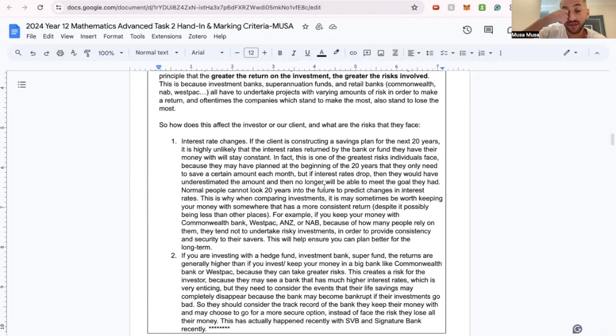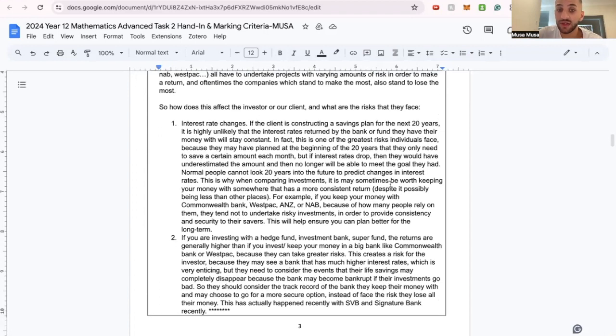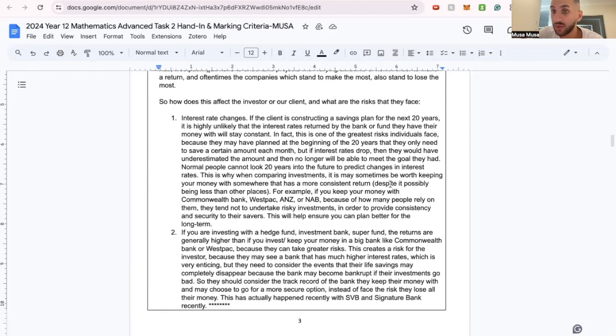One of the main risks in the model that we built is interest rates remaining constant. If the client is constructing a savings plan for the next 20 years, it is highly unlikely that the interest rates returned by the bank or the fund they're investing in will stay constant. That's not going to be true. In fact, this is one of the greatest risks individuals face, because they may have planned at the beginning of the 20 years that they only need to save a certain amount each month. But if interest rates drop, they would have underestimated the amount and no longer be able to meet the goal they had.